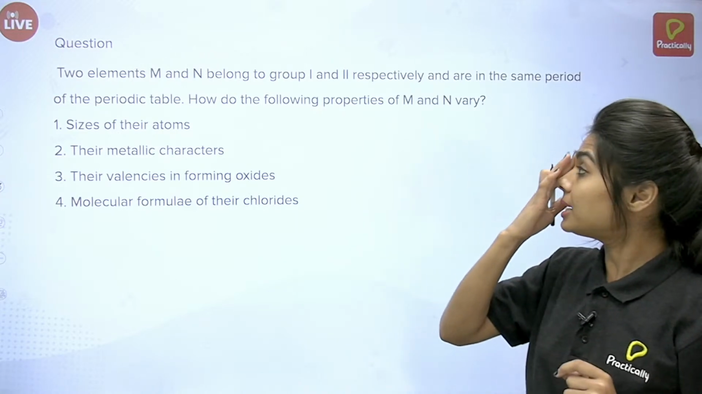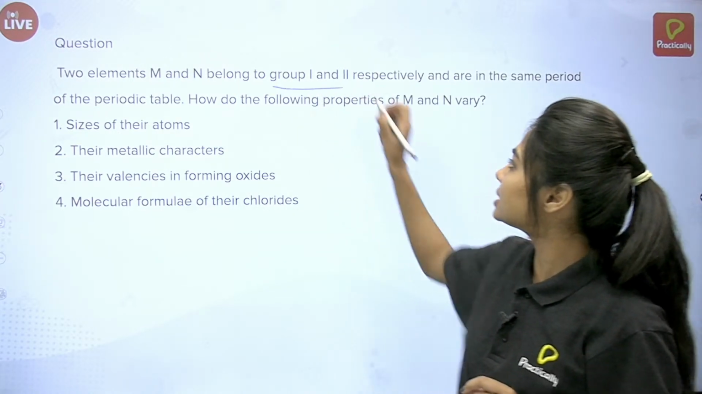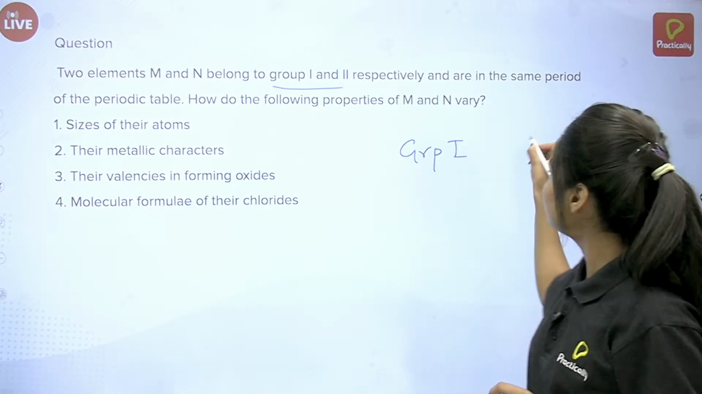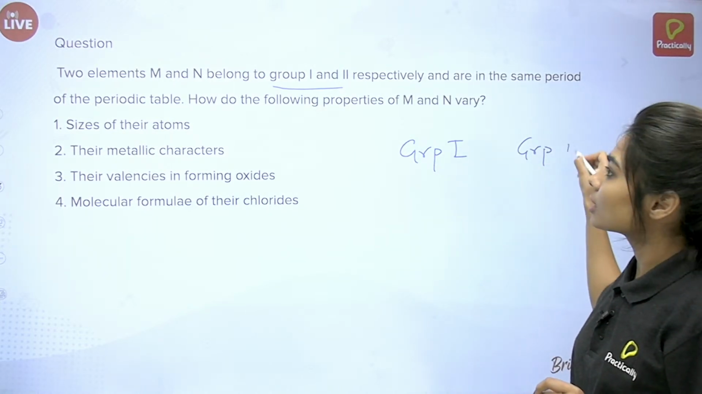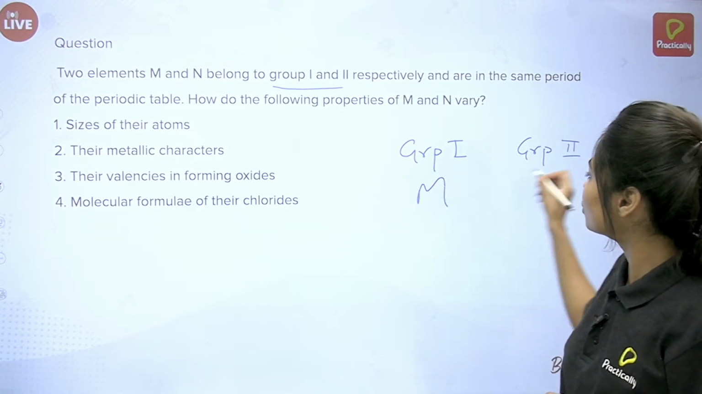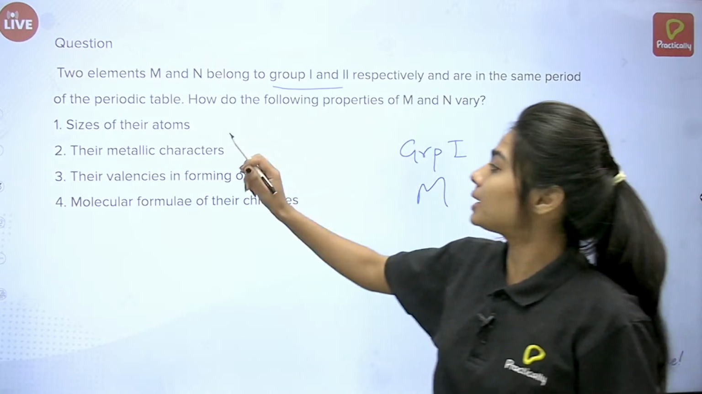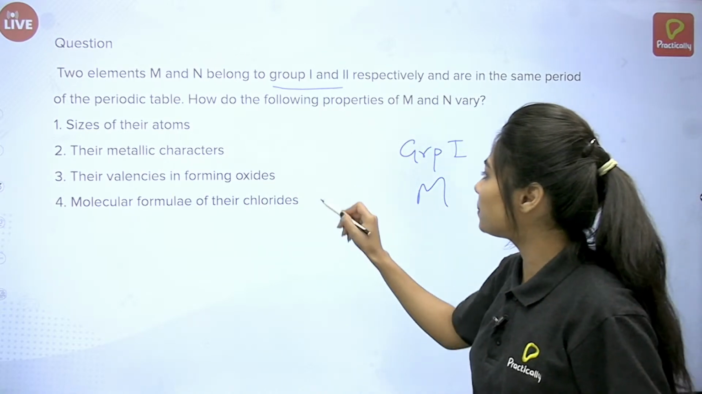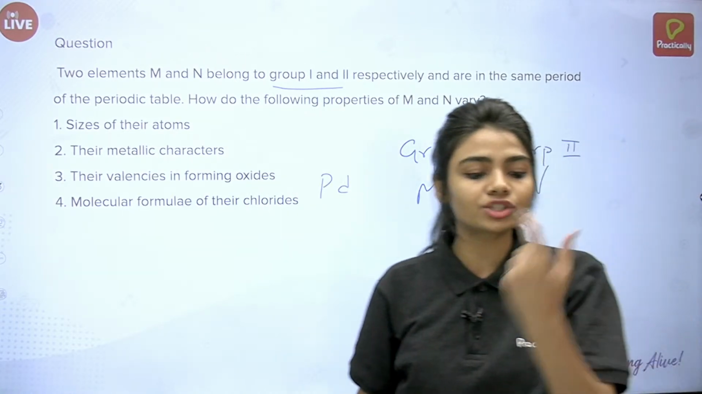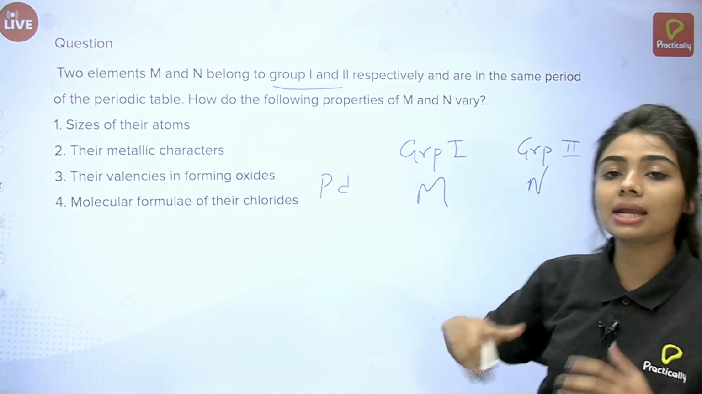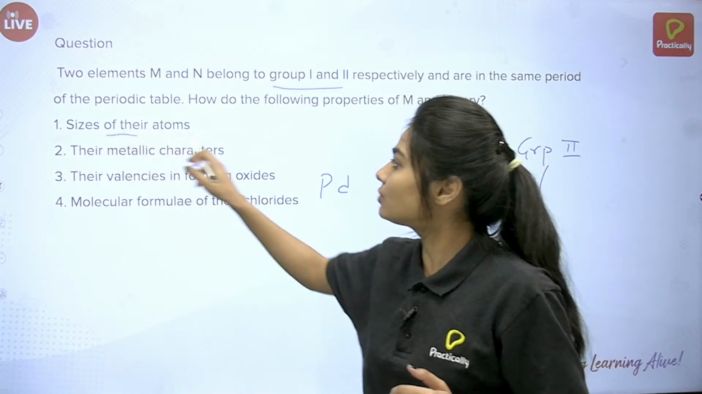Next, two elements M and N belong to group first and second. M belongs to group first and N belongs to group second, and they are in the same period of the periodic table. That means the number of shells is the same. Now, how do the following properties of M and N vary? First, the size of their atoms.